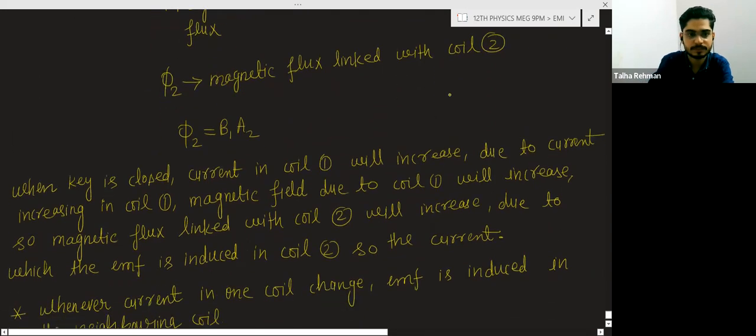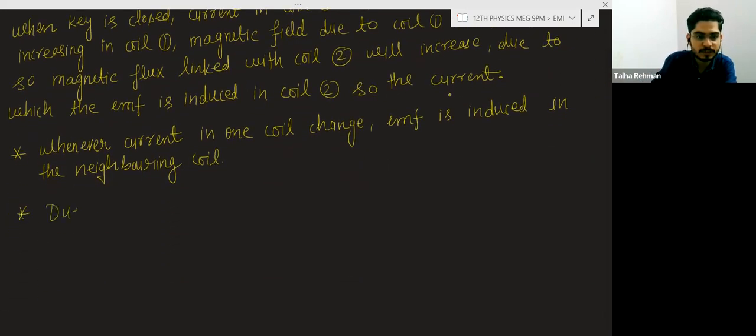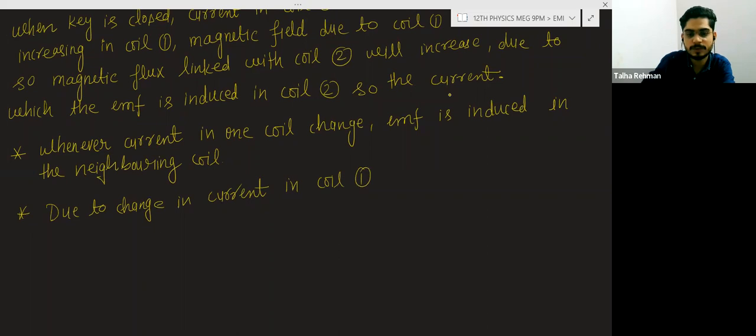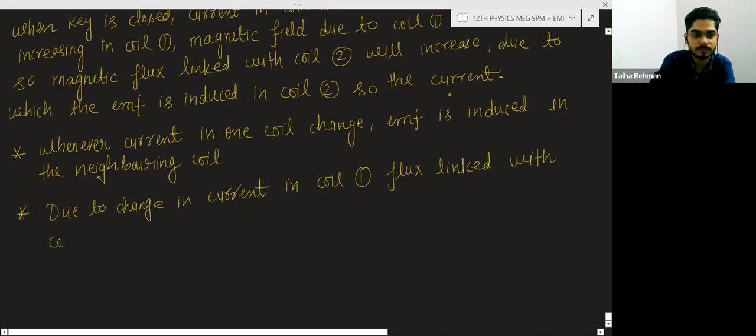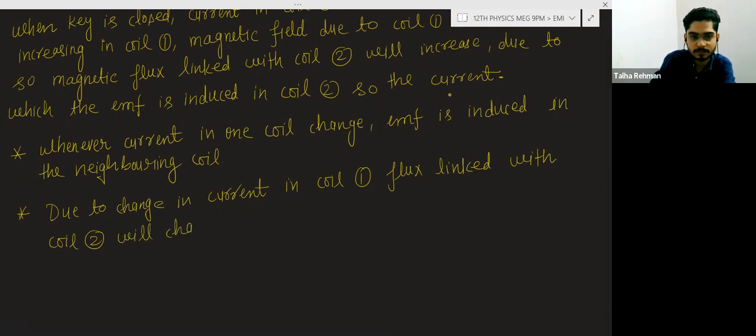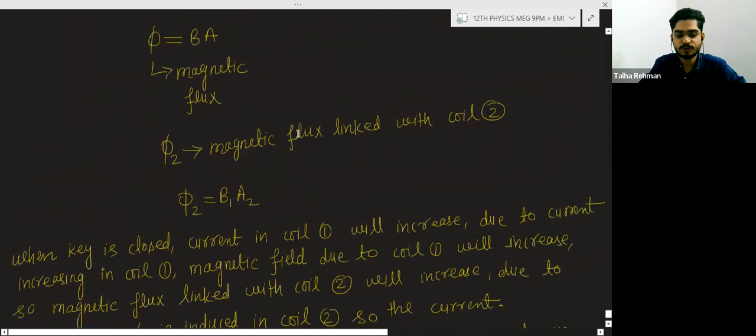So you can write, due to change in current in coil 1, flux linked with coil 2 will change, and EMF is induced in coil 2. So this is the whole story of the mutual induction.